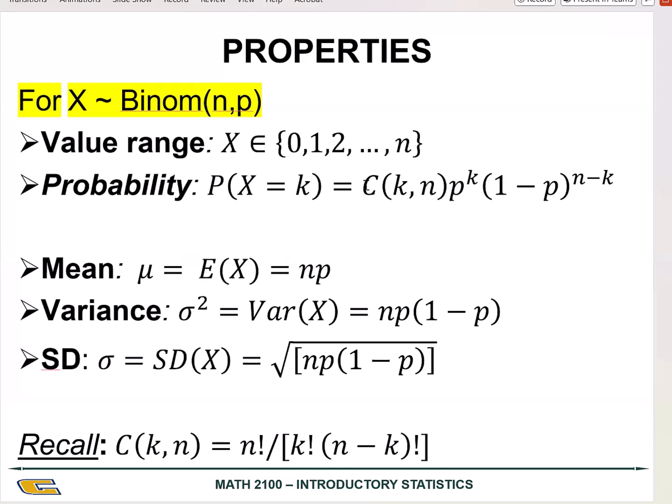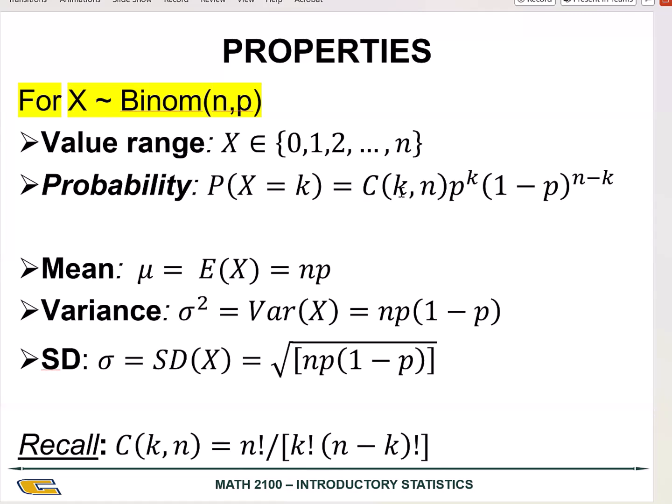n choose k, p to the k, and (1 minus p) to the n minus k. Sometimes people denote 1 minus p by q, but I try to avoid too much notation here. And n choose k, you already learned in high school, is n factorial divided by k factorial times (n minus k) factorial. But the good thing is that your TI calculator has a function to do this calculation for you, which is the binomial PDF function. We look at it very soon in the next slide.